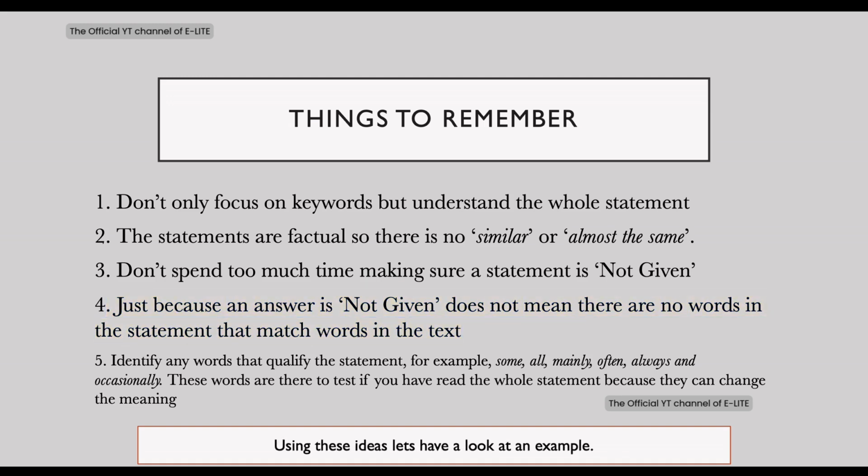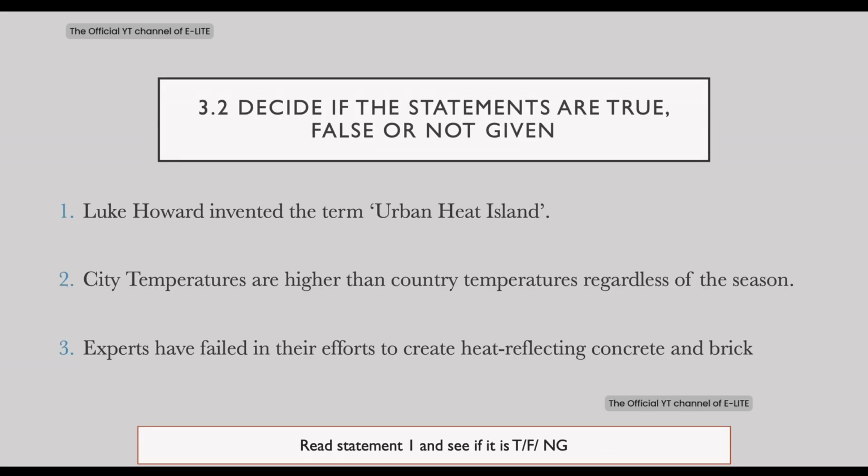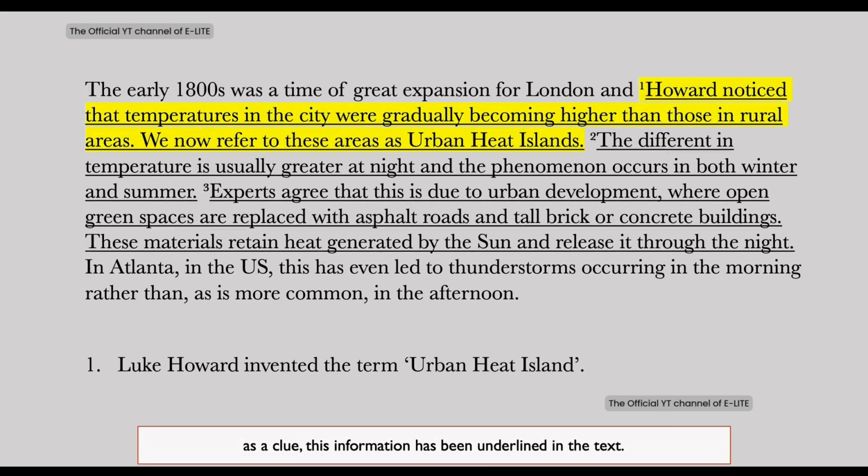Using these ideas, let's have a look at an example. Read statement 1 in exercise 3.2 and see if it is true, false or not given. As a clue, this information has been underlined in the text and indicated by the number 1.